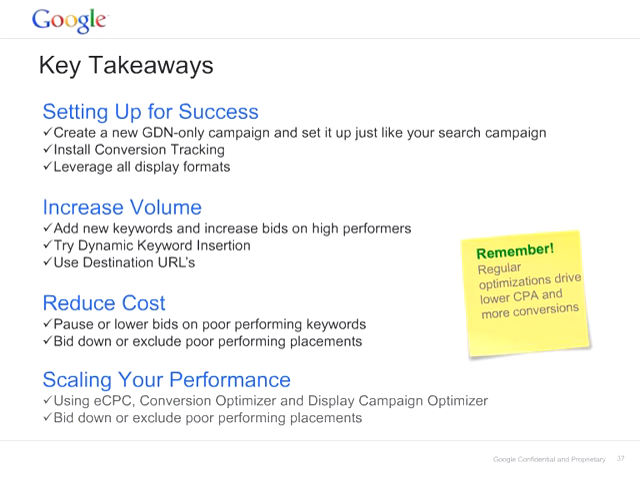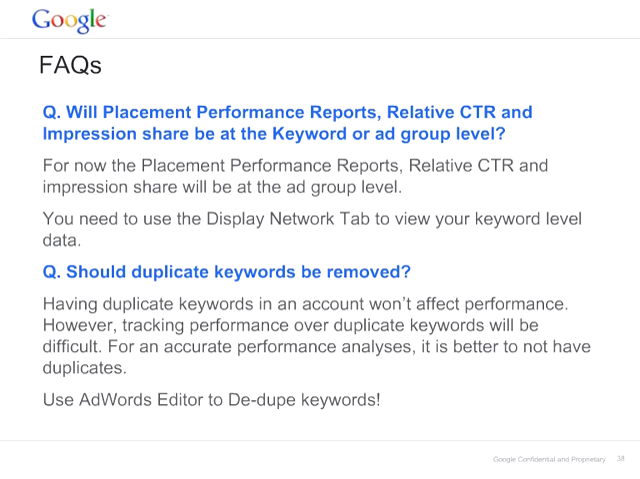With these changes, there are a lot of questions that we get from our advertisers, and there are a couple that come up over and over again, which you see on the slide in front of you. The first of which is, will placement performance reports, relative CTR, and impression share be at the keyword or the ad group levels? So for now, the placement performance report, relative CTR, and impression share will be at the ad group levels. You will need to use the Display Network tab to view all of your keyword level data.